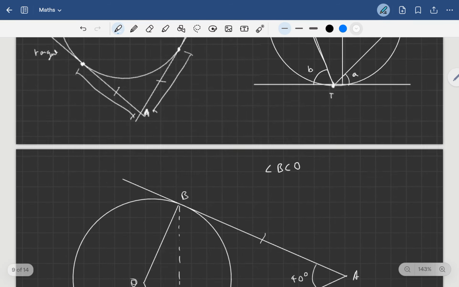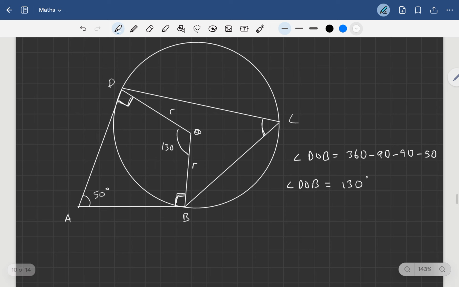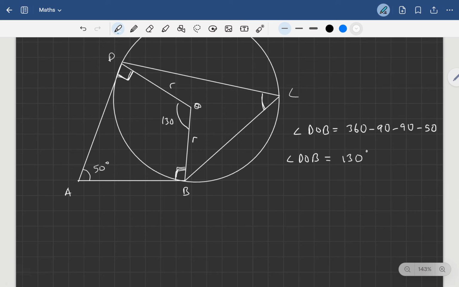So back to our question. We have our 2 points, D and B in this case, and we subtend it to the center. That gets us 130 degrees. But if we subtend it to the circumference, we should get a half of 130 degrees. So let me write this down.